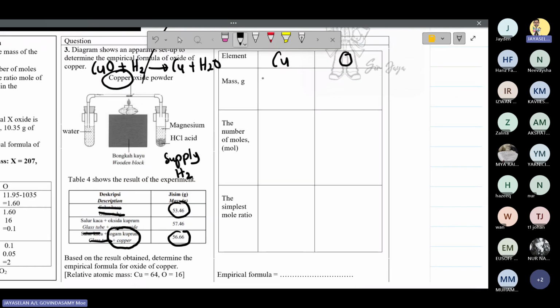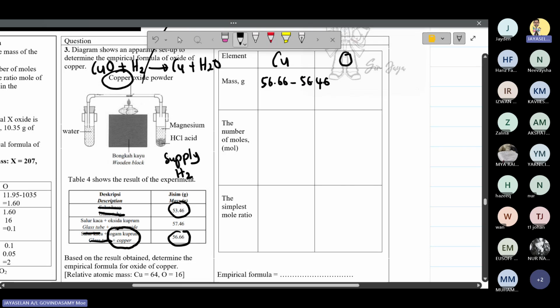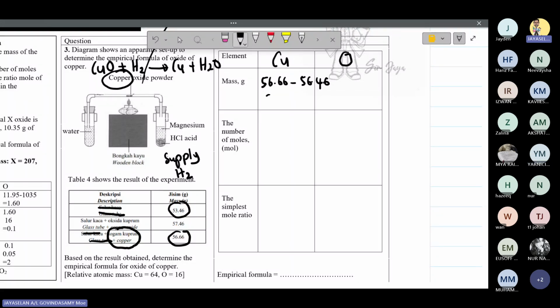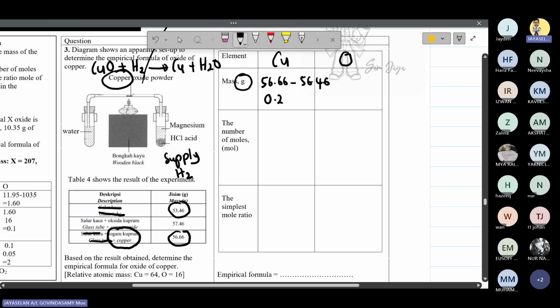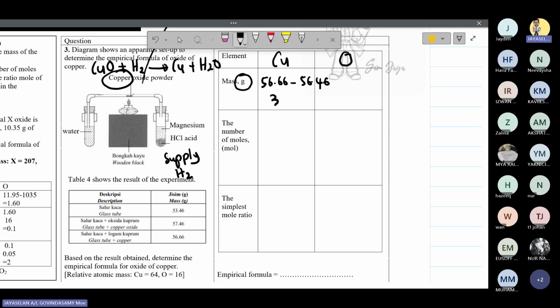So I put here 56.66 minus 56.46. Anyone can give me the answer? Too lazy to press the calculator. Okay, why are you all quiet? 0.2. So you will get 0.2 gram. The unit is already put here, right? So please memorize this. What? 3.2. Okay, 3.2 gram. So remember, glass tube cancel, glass tube cancel.